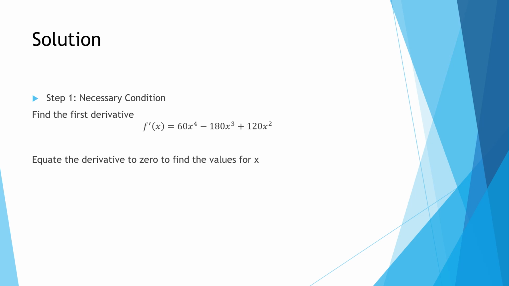Use your arithmetic knowledge. One of the methods that you can use is the substitution method. Put x square equal to, let's say, capital X. That is one method. The second method is to take x square common. So if you take x square common, it will be x square into bracket 60x square minus 180x plus 120. You can also take 60 common, so 60x square outside the bracket, then inside the bracket it will be x square minus 3x plus 2.